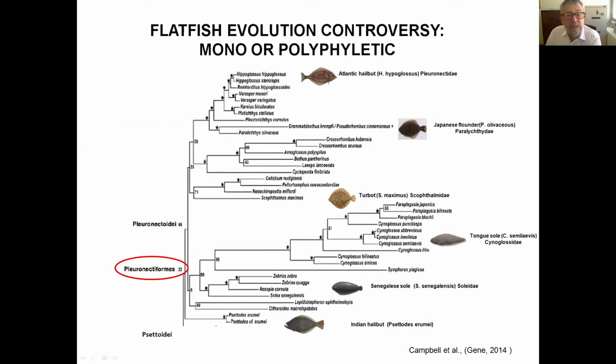The second important issue related to flatfish evolution is whether they are monophyletic or polyphyletic, that is, whether they have appeared more than once along the evolutionary history. And the order Pleuronectiformes is divided into suborders, the so-called modern flatfishes.